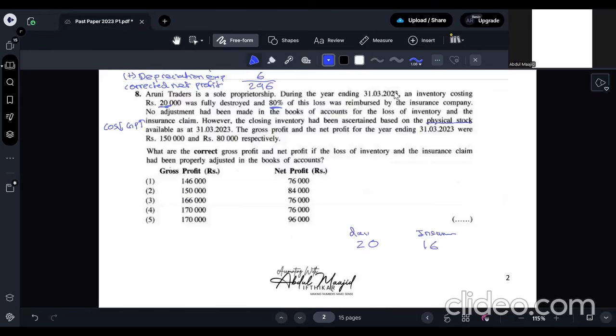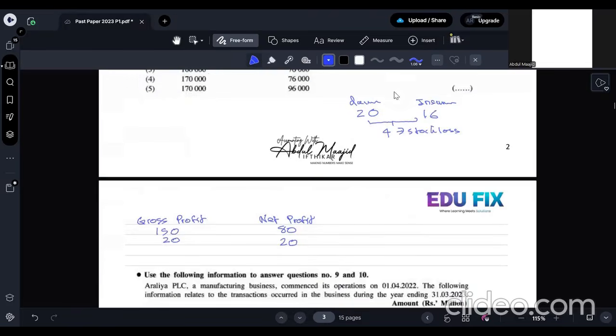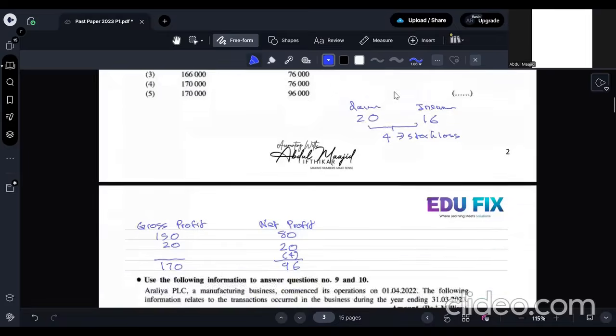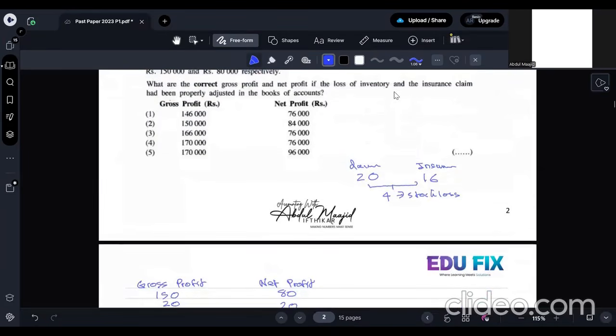Now the damaged stock is 20. Insurance company is going to pay you 16. Then the loss you're incurring from this is 4,000. This is your stock loss. This stock loss of 4,000 will reduce your net profit. Net profit minus 4. Then now your corrected gross profit will be 170,000 and your corrected net profit will be 96,000. So that will be answer number 5. Gross profit 170, net profit 96. Answer number 5.